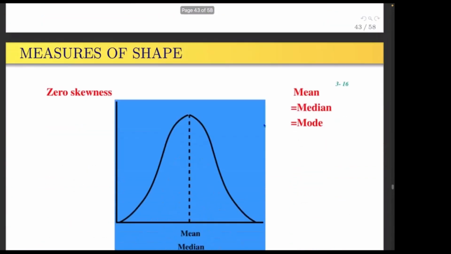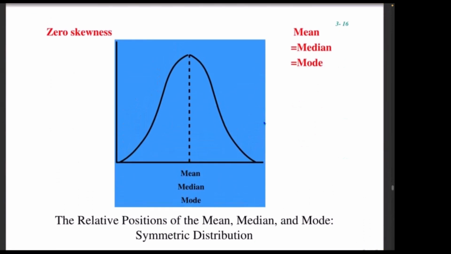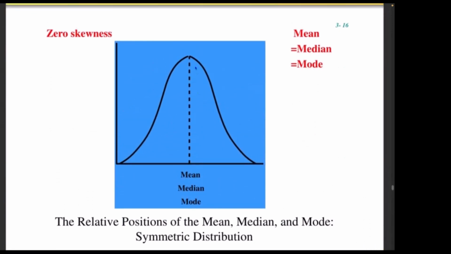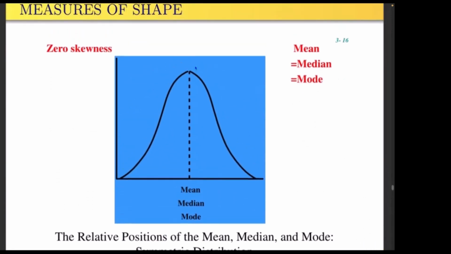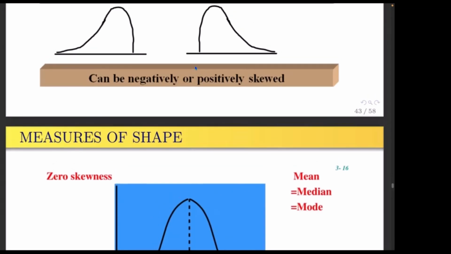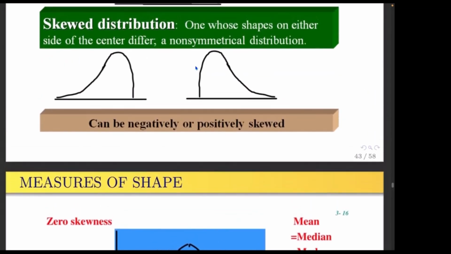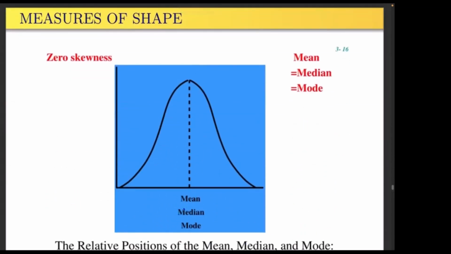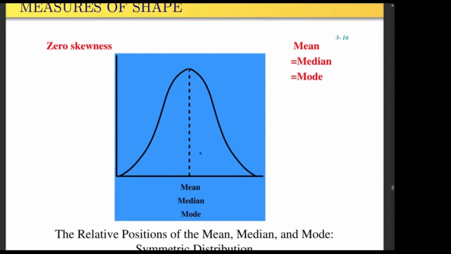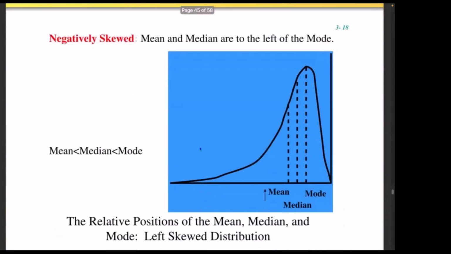And then with the kurtosis, the normal distribution is only symmetric when the mean, median, and mode are the same. So when they are the same, it's here in the middle at this place. That is when it is symmetric.